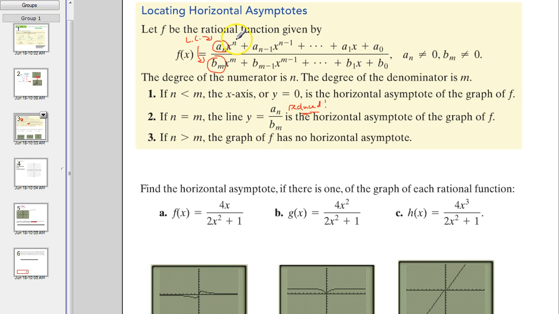And then if the top is a bigger degree than the bottom, then there is no horizontal asymptote. It's not going to settle down to a single number.